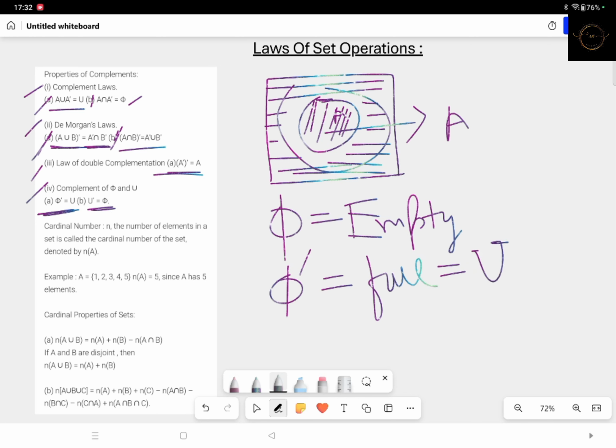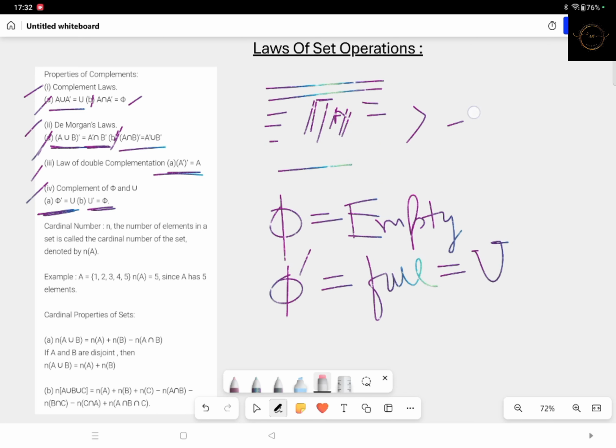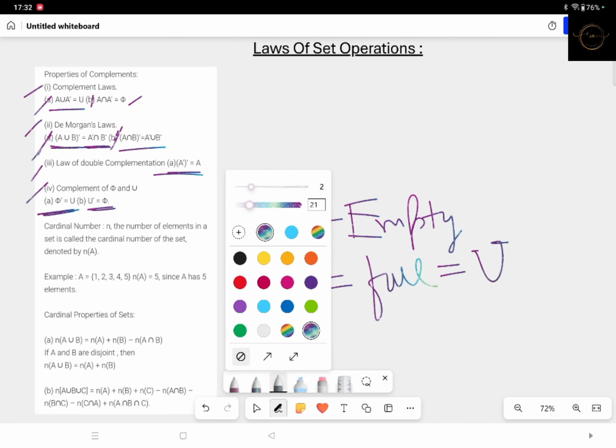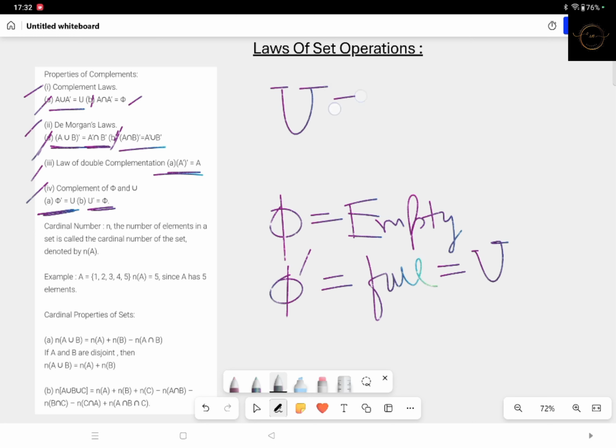Again, U dashed equals phi. U means what? U means the universal set. That means it is full. Now U is full, so what about U dashed? Obviously, U dashed will be empty then. If U is full, U dashed will be empty. An empty set means it's equal to phi. So phi will be empty.